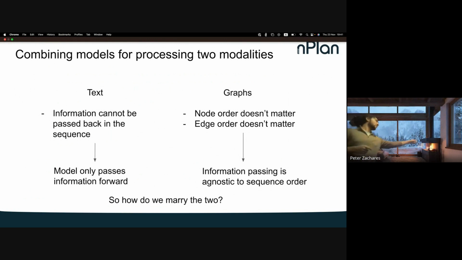And then when you're looking at graphs, node ordering doesn't matter, edge ordering doesn't matter. Information passing is agnostic to sequence order. So you actually have these two things, one doesn't care about order and doesn't know about order, and the other one does know about order and really cares about it. That was one of the technical problems that we solved in this paper.